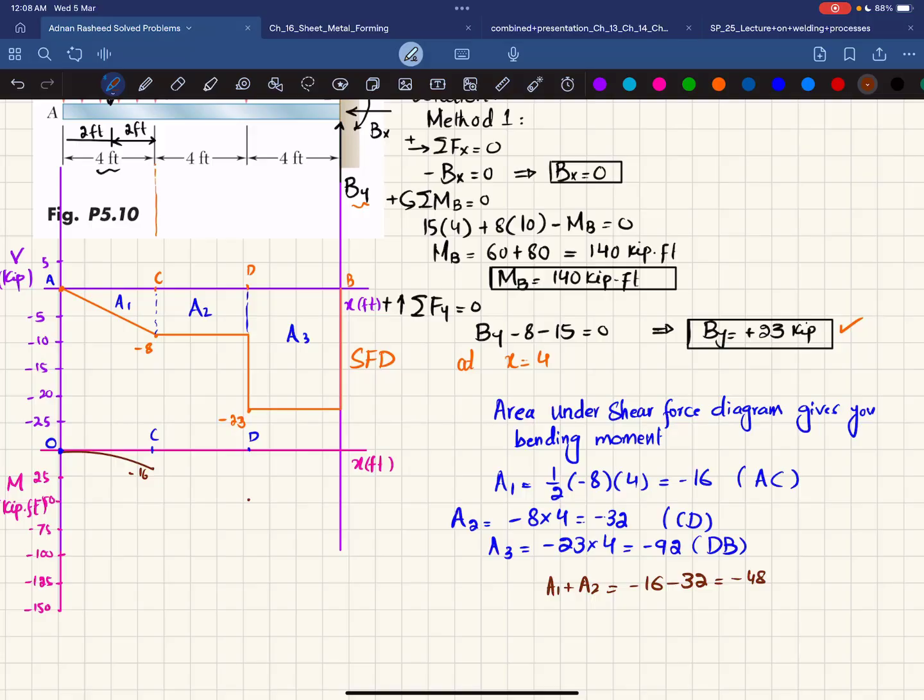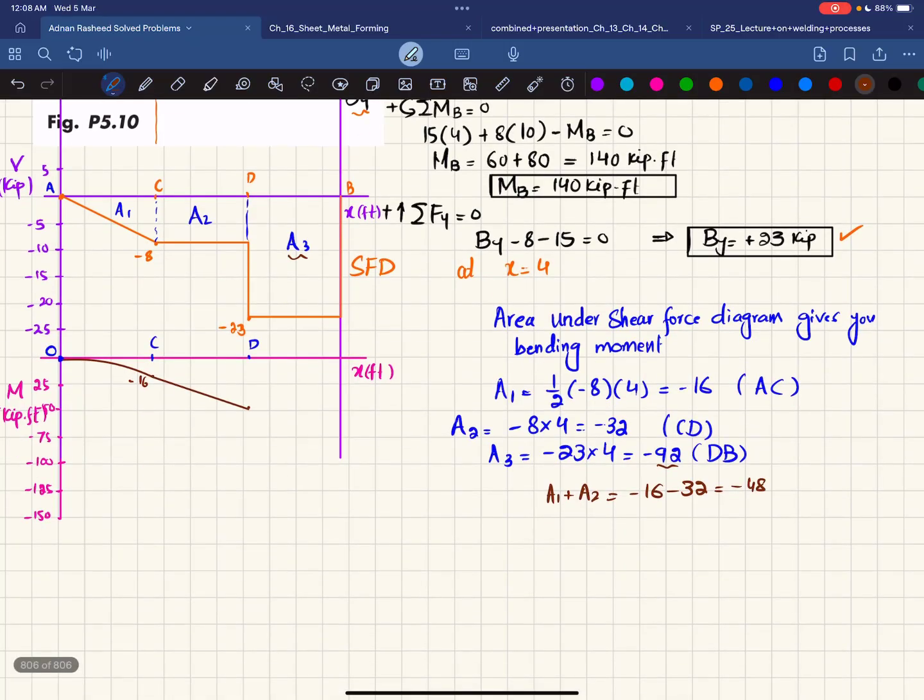Again, you can see that the shear force is a 0 degree line with a negative area. So the bending moment will be a straight line, but the slope will be decreasing. So we will join these 2 points using a straight line. And the last area is A3, which is how much? Minus 92.